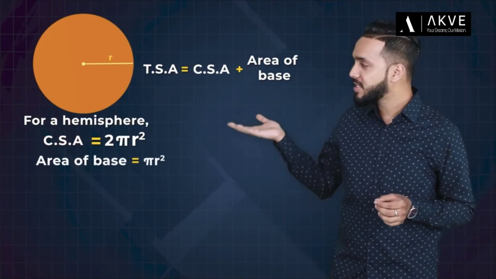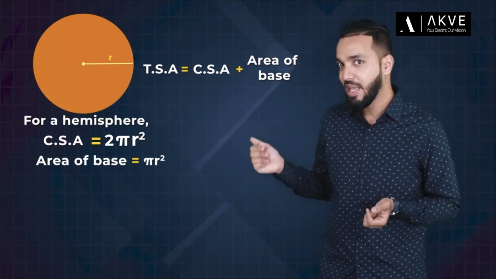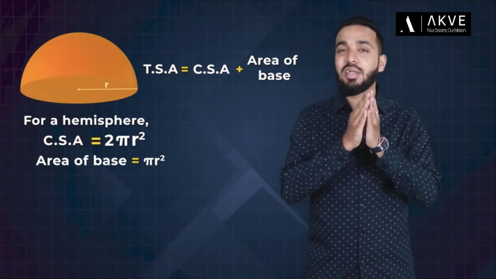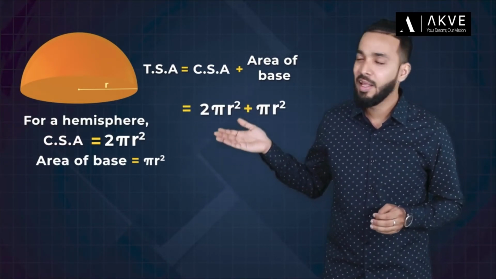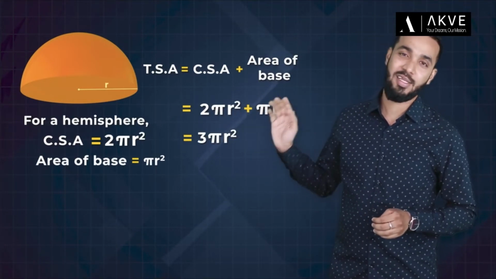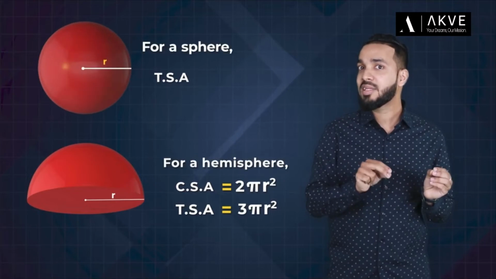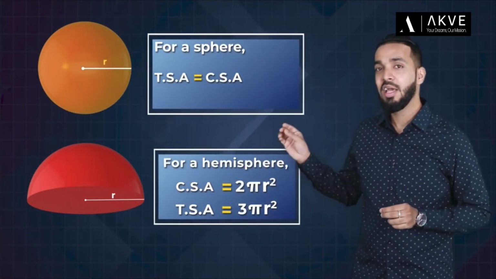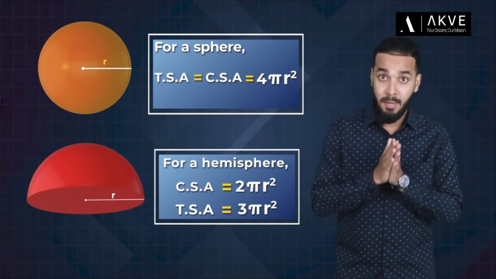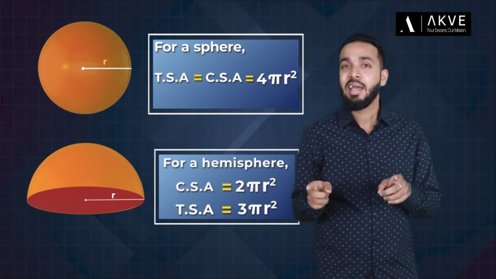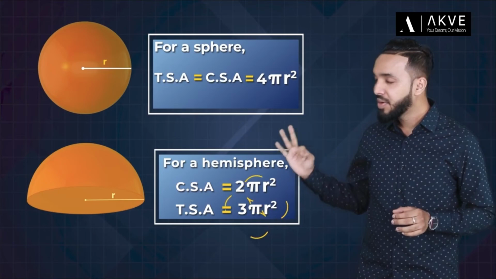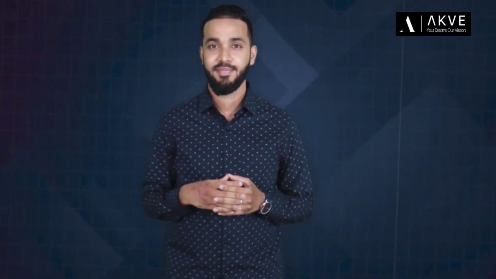Now, the area of the curved surface we just found out is 2 pi r squared and the base is nothing but a circular disc of radius r. So its area would be pi r squared. Then the total surface area of a hemisphere is just 2 pi r squared plus pi r squared, which gives us 3 pi r squared. So remember, the total surface area and the curved surface area of a sphere is 4 pi r squared. But the curved surface area of a hemisphere is 2 pi r squared and its total surface area is 3 pi r squared. I'm pretty sure that from now you'll start seeing spheres from a whole different perspective.